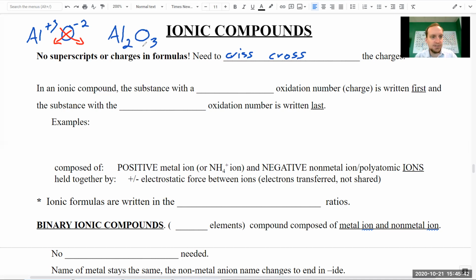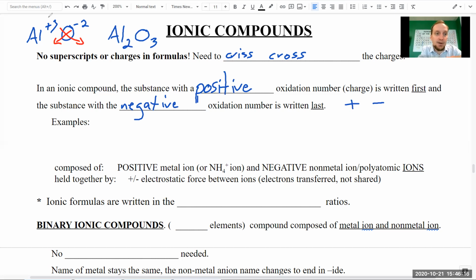To continue on in the notes, it says in an ionic compound, the substance with a positive oxidation number or charge is written first, and the substance with the negative oxidation number or charge is written last. So basically, it's always going to be in a positive, negative order. The example I have up at the top of the screen is Al2O3.